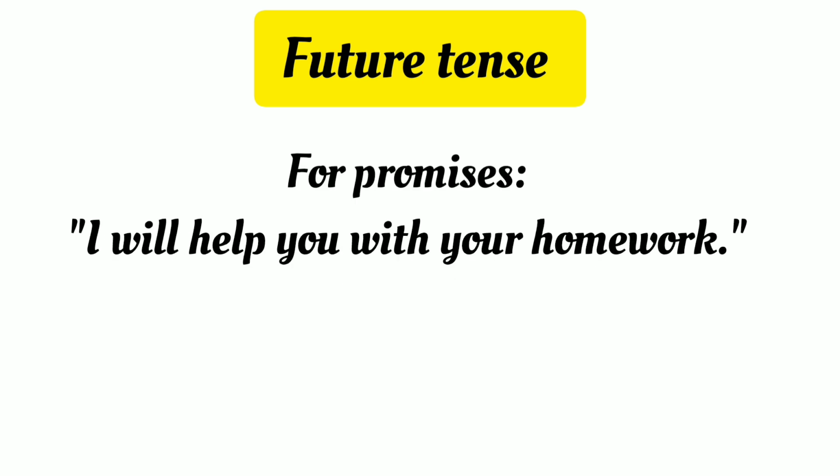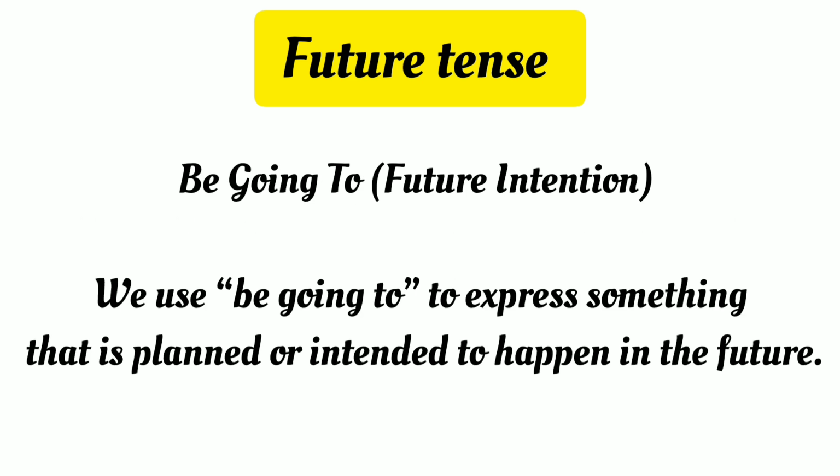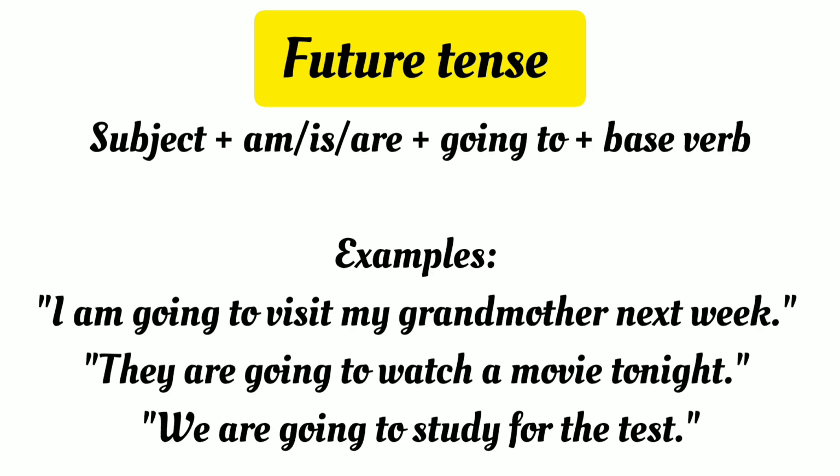For promises, I will help you with your homework. Be going to: future intention. We use be going to to express something that is planned or intended to happen in the future. Formula: subject plus am, is, or are plus going to plus base verb.